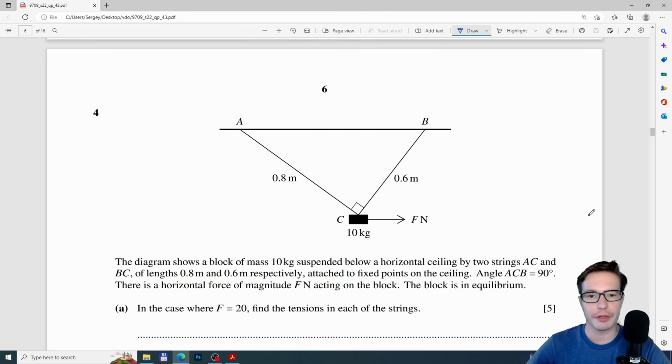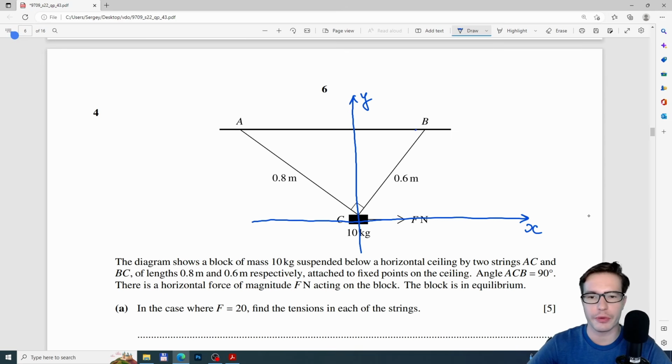Okay, question 4a is about equilibrium, and we're going to choose our x and y axis first. I'll say this is y, and x is going to be horizontal, of course. We're also given the length of each string, and that's given in order to find the angles. So I will call those angles alpha and beta. Looking at alpha, we can find tangent. So tangent alpha is opposite over adjacent, so it's 0.8 over 0.6. Take the inverse tangent, and it's about 53.13.